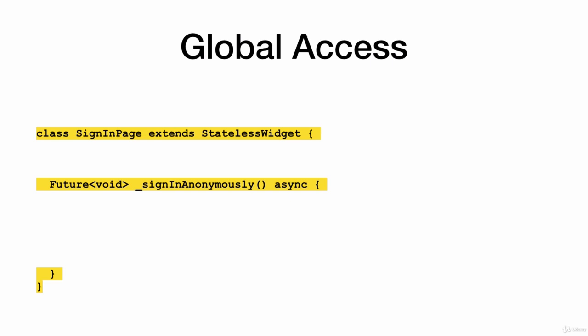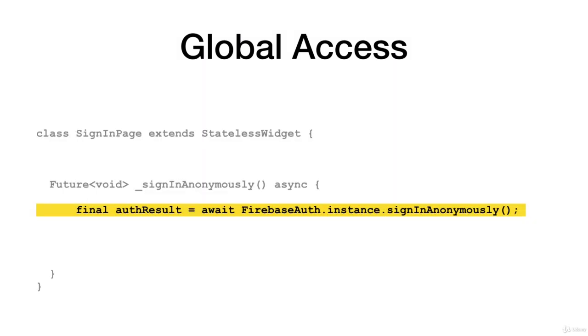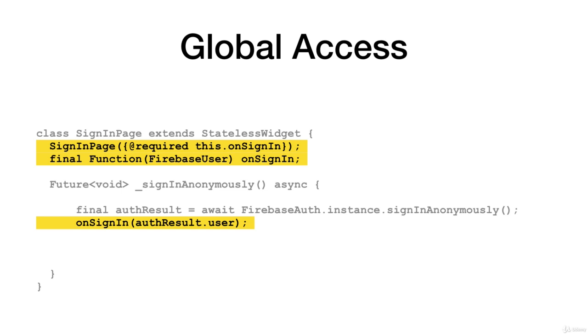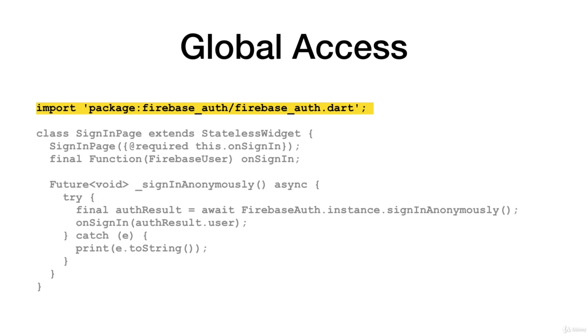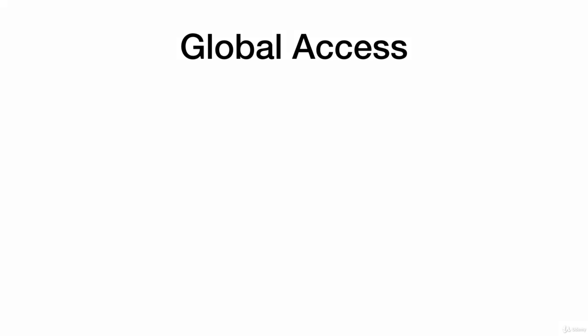We started off by creating the sign-in page as a stateless widget, and when we added the authentication code, we created a method to sign in anonymously. Then we made a call to FirebaseAuth.instance.signInAnonymously to get a Firebase user. And then we passed that user to the parent widget by calling the onSignIn callback. We also added a try and catch block to capture any errors. And because we are using Firebase authentication directly in this page, it is necessary to import it with the Firebase authentication package.